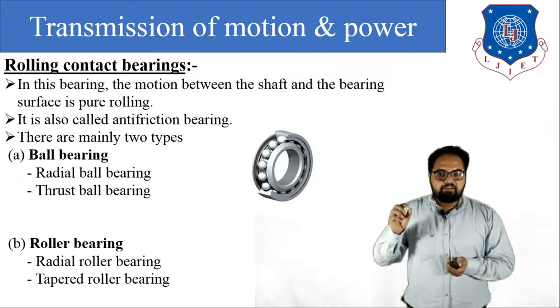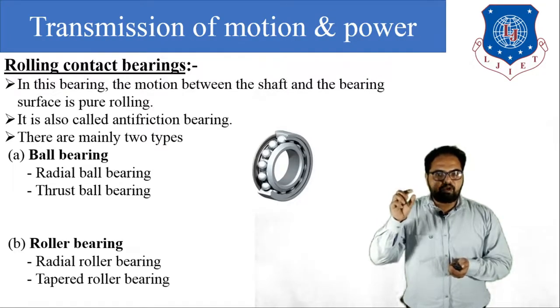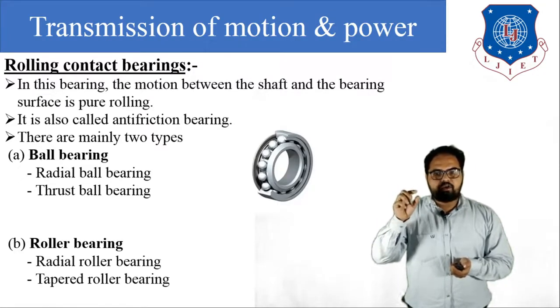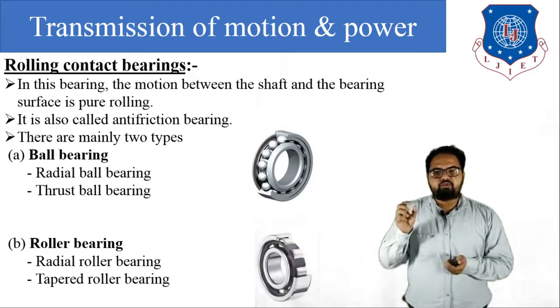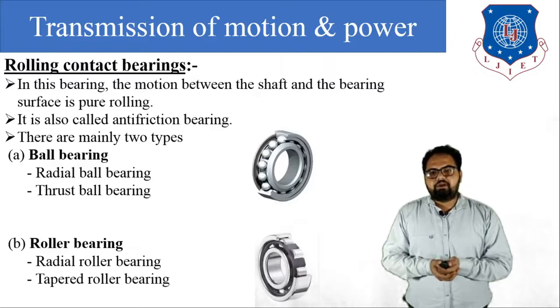In ball bearing, a number of small diameter balls are installed between the bearings, and in roller bearing, a number of rollers are fitted between the bearing.